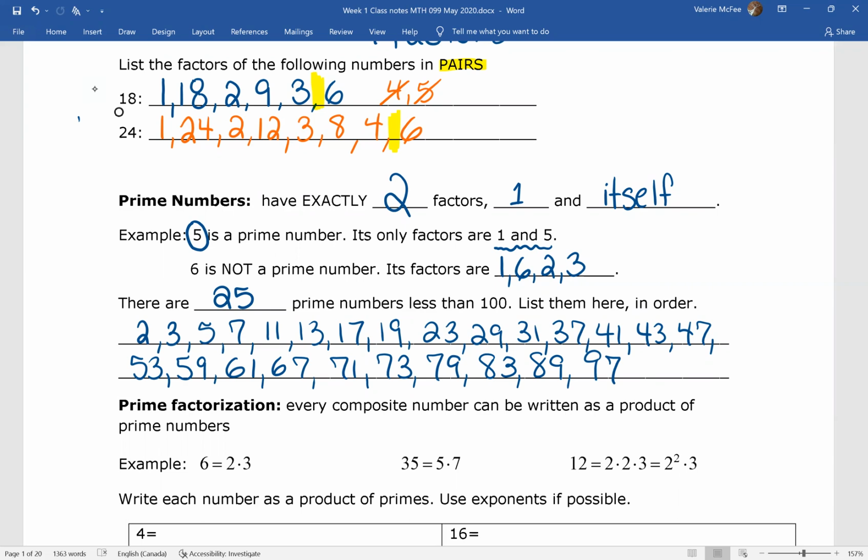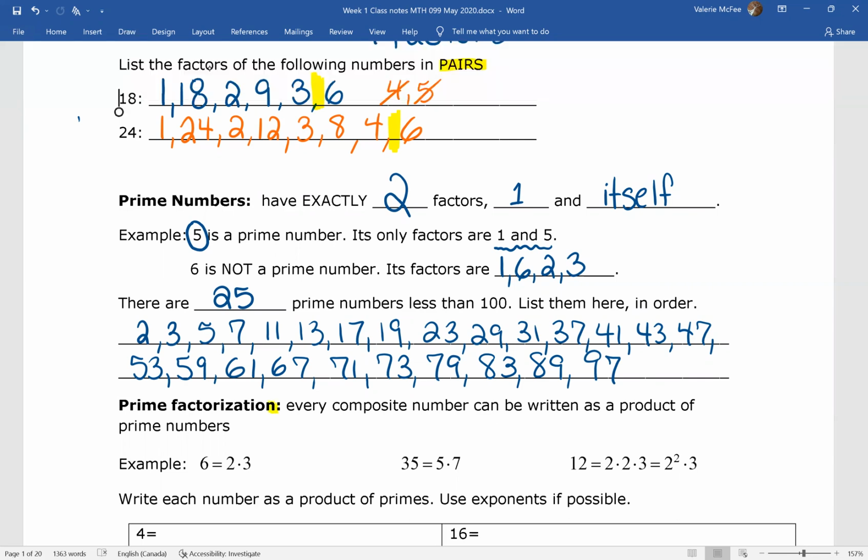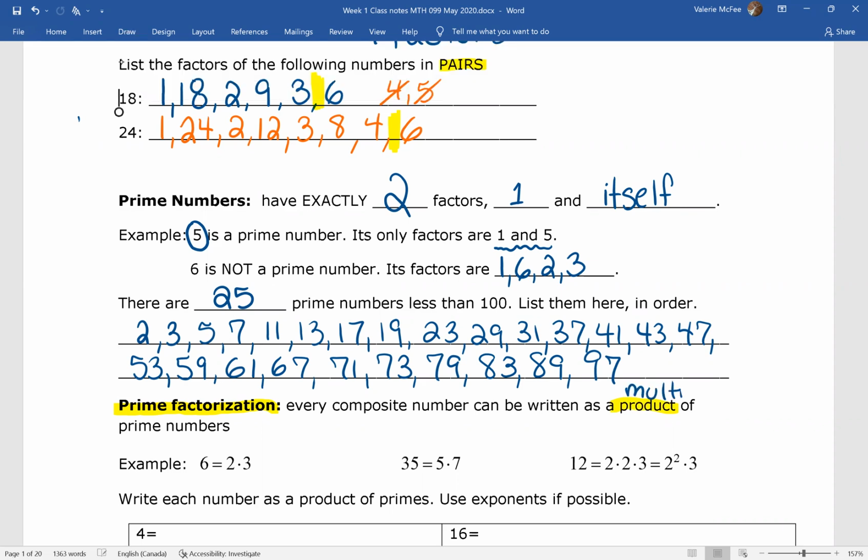Now, I said prime numbers were important. We use prime numbers when we prime factor, and prime factoring will be used in this lesson, and then we'll come back to it again when we talk about factoring polynomials. So what's important to know here is that every composite number can be written as a product of prime numbers. What do I mean by product? I mean they can be written as the multiplication of prime numbers. For example, I can write 6 as a product of the prime numbers 2 times 3.